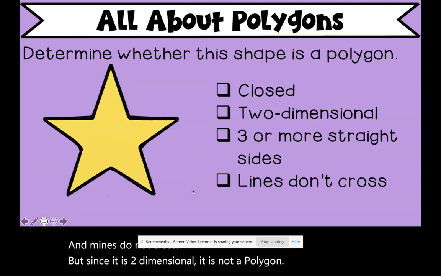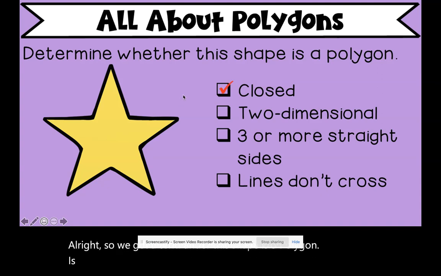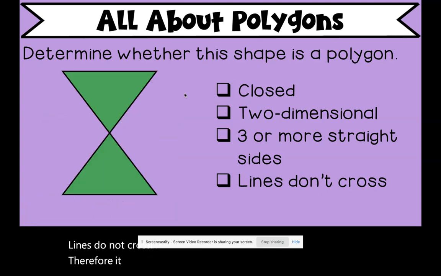All right, so we're going to determine whether this shape is a polygon. Is it closed? Yes. Two-dimensional? Yes. Three or more straight sides? Yes. Lines do not cross. Therefore, it is a polygon.